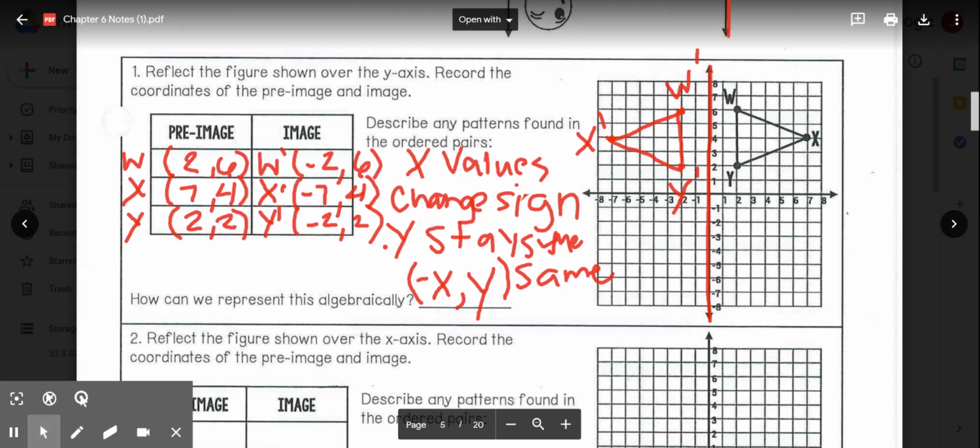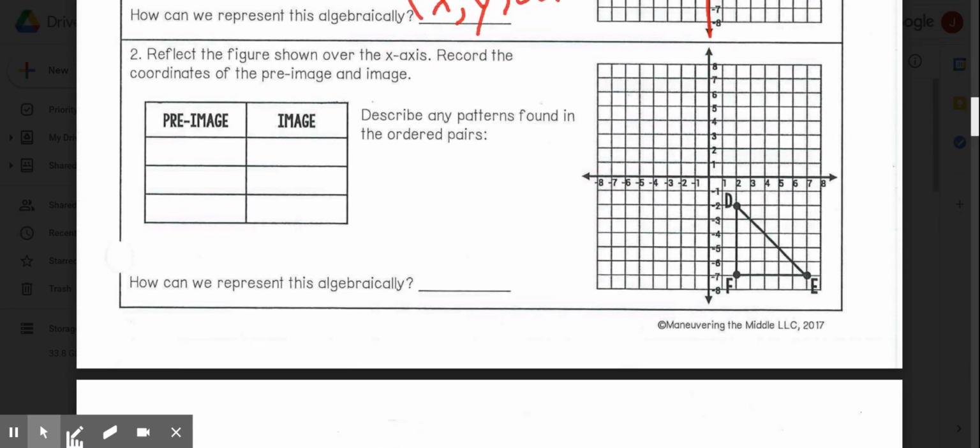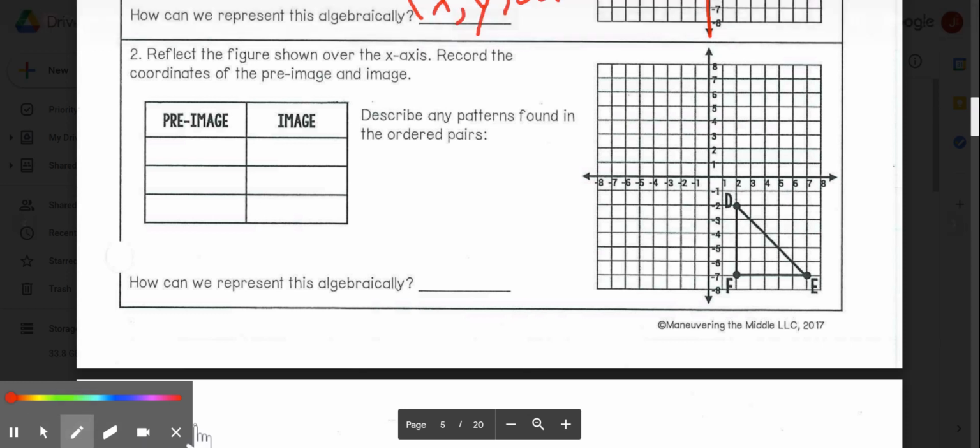All right, we're going to go ahead now and look at this second example. Right here, it says reflect the figure shown over the x-axis. Record the coordinates of the pre-image and the image. So very similar problem, but the difference is that we are reflecting now over the x-axis. The x-axis is our horizontal axis. So now, instead of reflecting to the side, we're actually reflecting this up above the x-axis. But it's the same concept here.